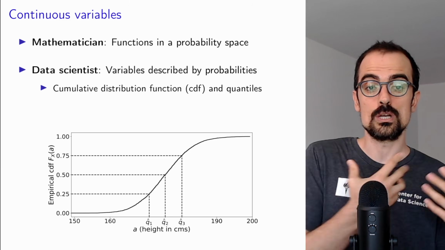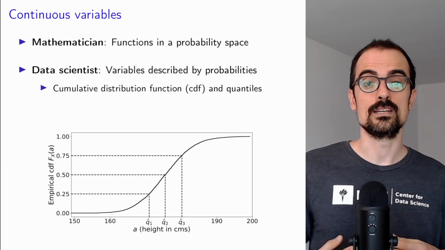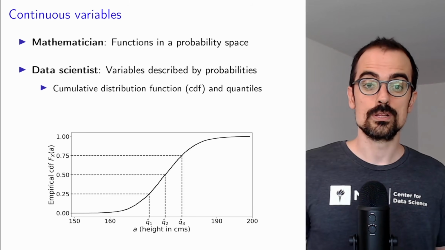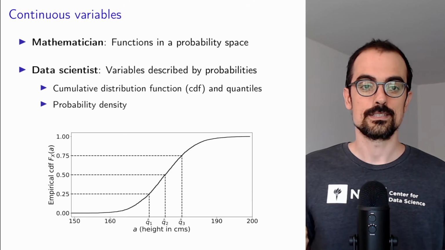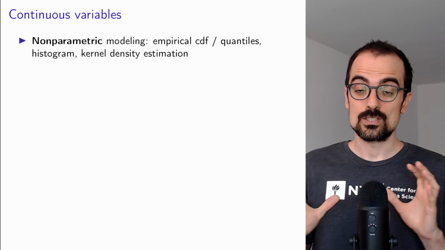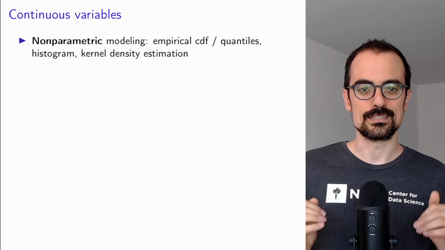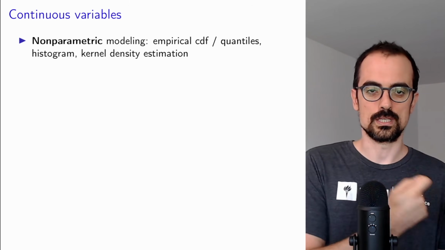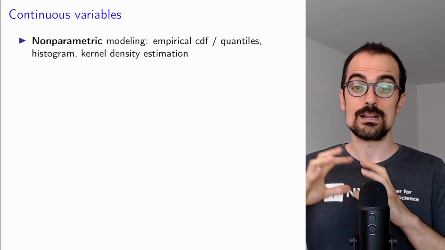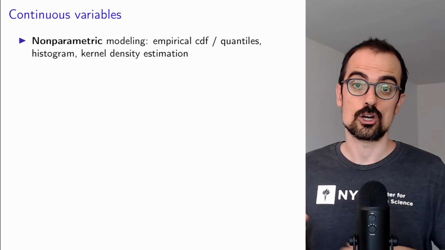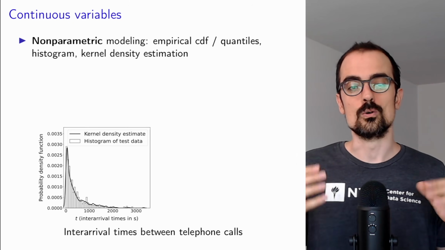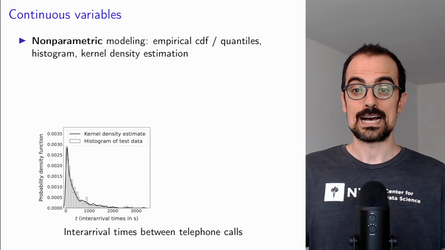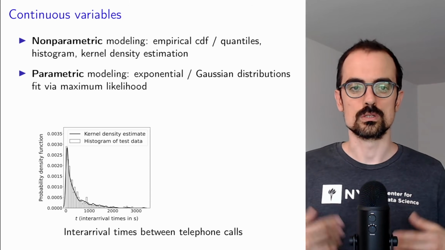We either use the cumulative distribution function and quantiles. Here you can see the CDF and the quantiles of the height in a real population, or we use probability densities. In order to estimate these quantities, here again we introduce statistics because we need to be able to manipulate data. We can apply non-parametric modeling, computing the empirical CDF or the empirical quantiles, or estimate densities using the histogram and kernel density estimation. This is an example where we compute the kernel density estimate of inter-arrival times at a call center, a real-world call center.